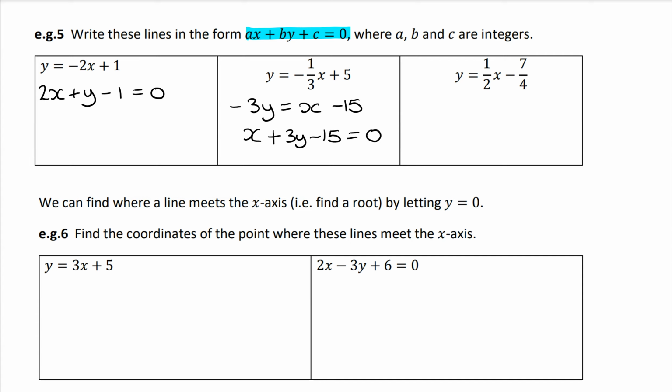But the key thing here is we have to make sure we don't have that minus a third or positive a third in front of the x. A, b and c all need to be integers.